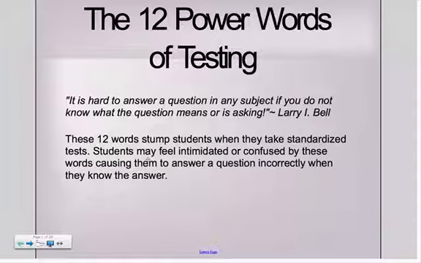Today we're going to look at the 12 power words of testing. Larry Bell said it's hard to answer a question in any subject if you do not know what the question means or is asking. There are 12 words that stump students when it comes to taking a standardized test.